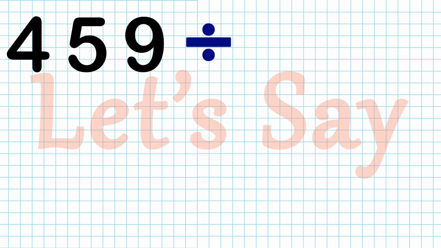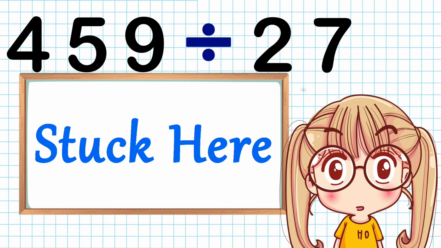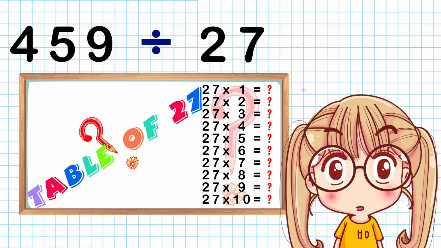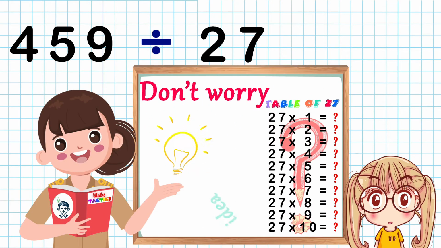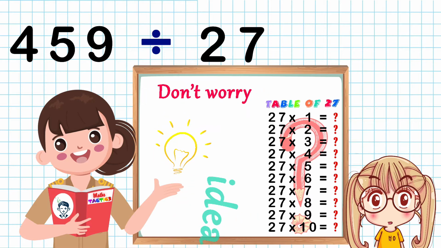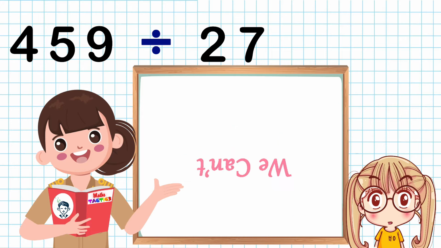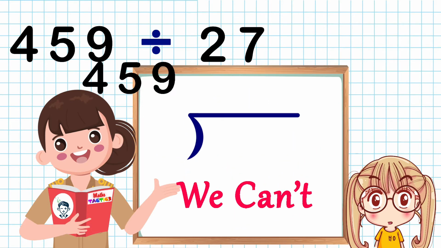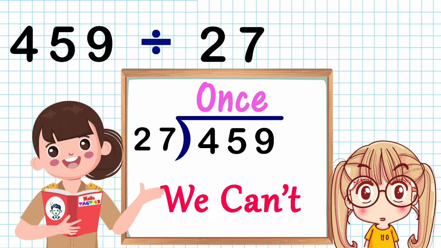Let's say we have a problem 459 divided by 27. Oh, we are stuck here. We haven't learned the table of 27. How would we solve this? Don't worry, I have an idea. You may not know the table of 27, but you definitely can multiply 27 with any number using the multi-digit multiplication method. Here we cannot divide the number 459 by 27 at once.